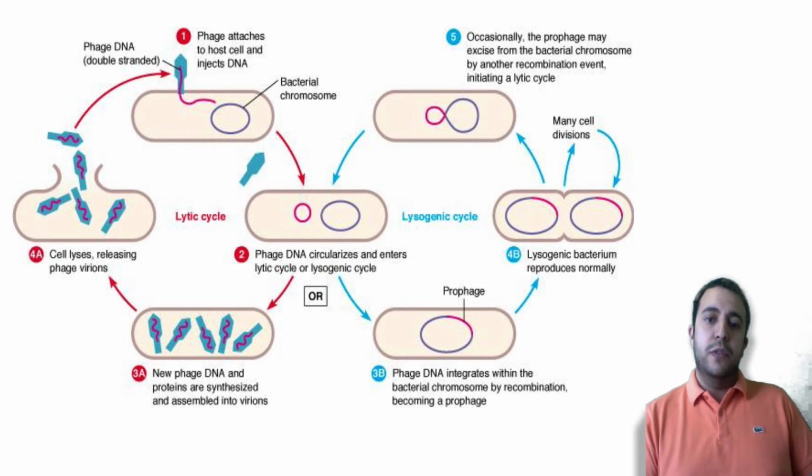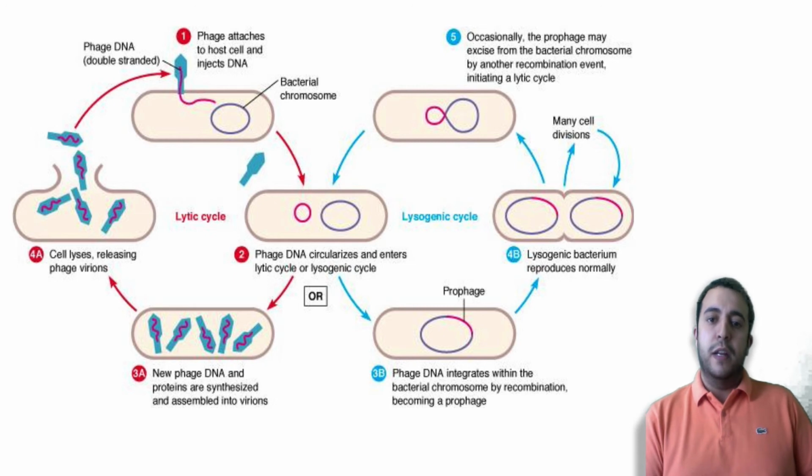Or they can use the other cycle, which is the lysogenic cycle. In this case, the virus attaches its DNA to the host DNA, and then as long as the host's DNA is replicating itself, the viral DNA is going to replicate as well. And then at any time, the viral DNA can leave the host DNA, break down the host DNA, and go through the lytic cycle.